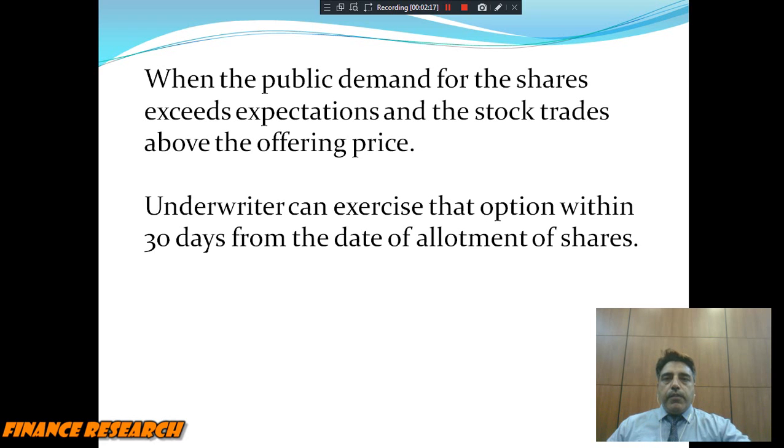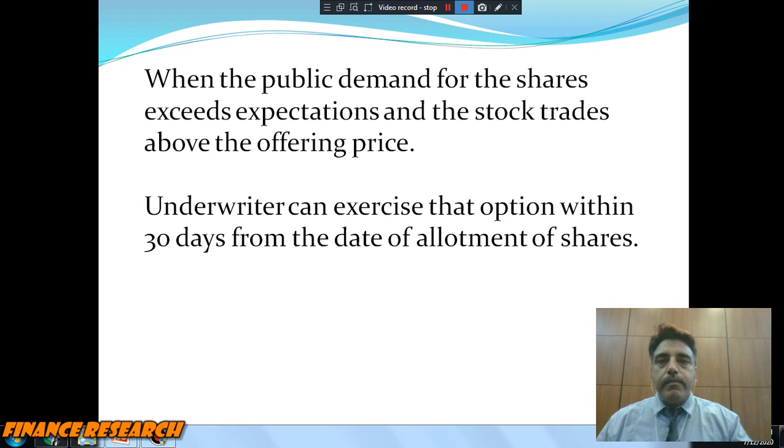Actually, there are two things possible in the secondary market after the IPO comes in. Maybe the public demand for the shares exceeds expectations and the stock trades above the offering price. If there is an inflationary trend, some retail investors might not have had access to the shares now trading in the secondary market, so they will create demand because they think the intrinsic value of the share may bring some benefit in the future, and the prices tend to go up in the market.